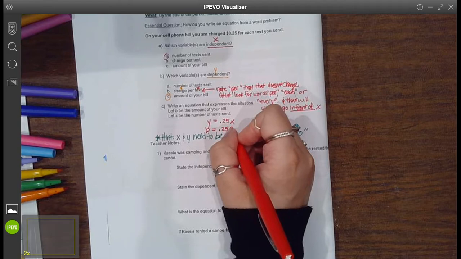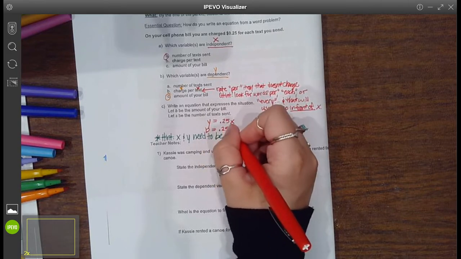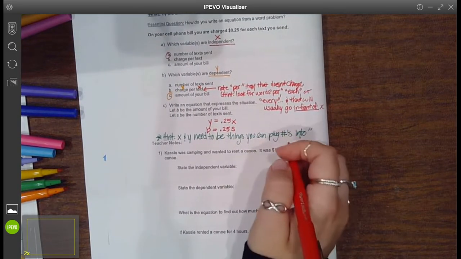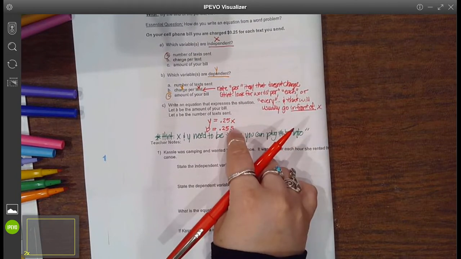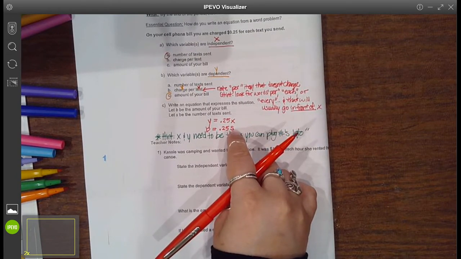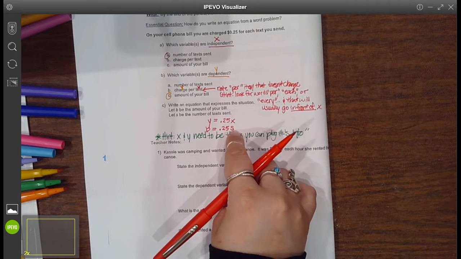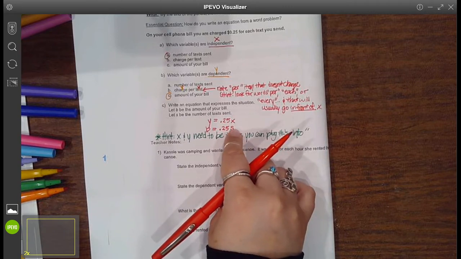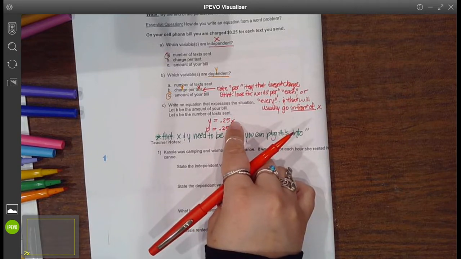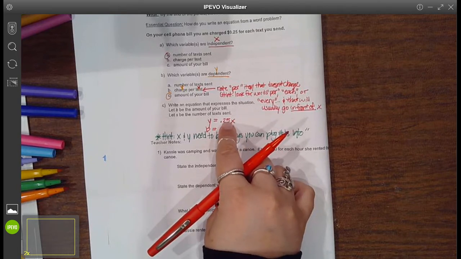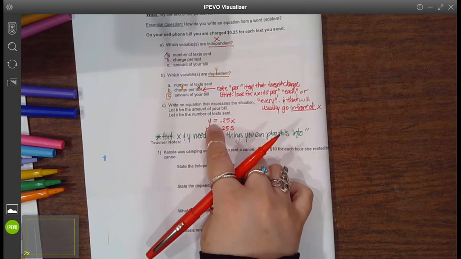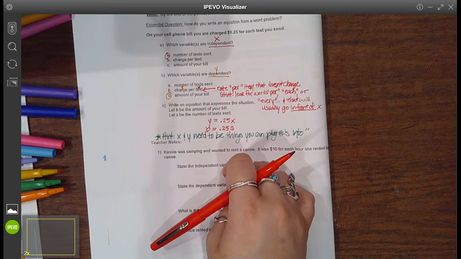Okay, so x and y are the things that you can actually plug numbers into. So notice how I said, if I send 2 texts, how much am I charged? Well, 2 for s or x would be 2 times 25, which is 50. So then I get 50 cents on my bill.